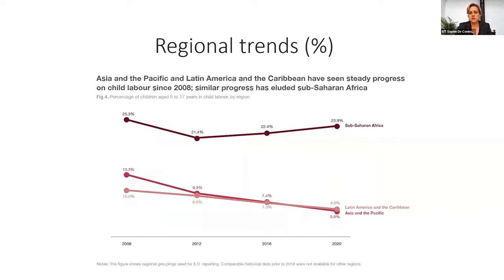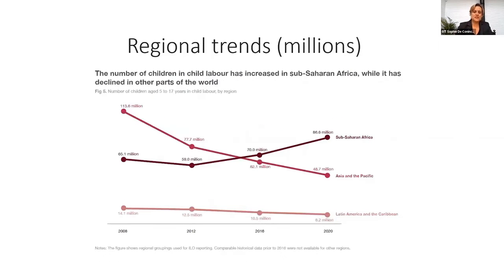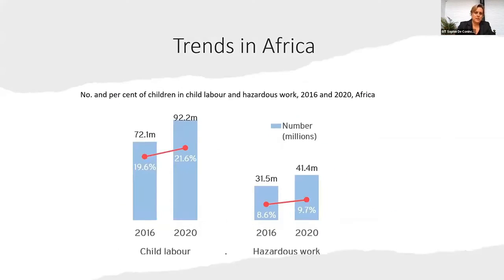Also interesting to look at the regional trends. These are the regional trends in terms of prevalence. And as you can see from the 2 lines at the bottom, in Latin America and the Caribbean and in Asia Pacific, the prevalence of child labor has gone down over the years, from about 13 to 6% for the LAC region. In Africa, it started going down until 2012 and then up again. And so again, this is a matter of concern. And in terms of numbers, we see the same pattern for the other regions, child labor going down, but an increase in sub-Saharan Africa. So again, this is a region that deserves really a lot of attention because of these increases.